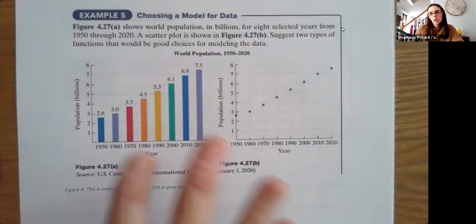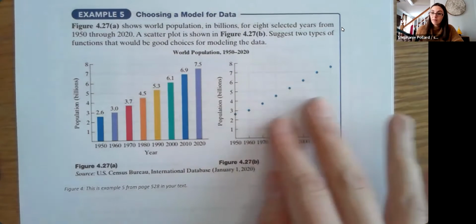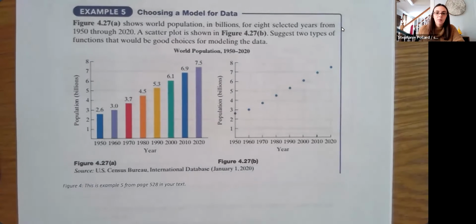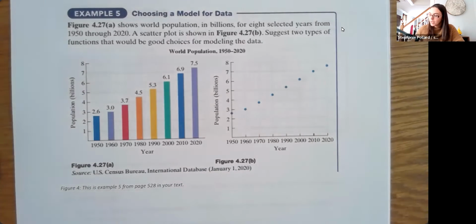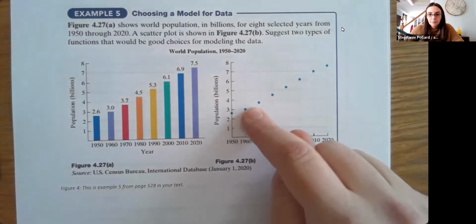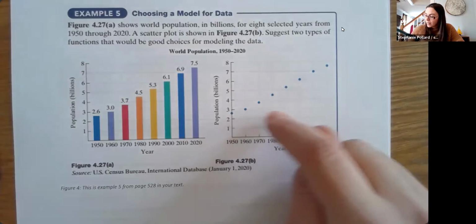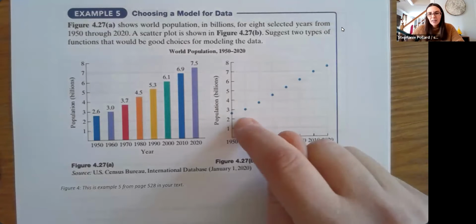We do like bar graphs too, but if we're looking for that relationship, if there's a pattern in the data, we typically do those scatter plots instead. So let's suggest two types of functions that would be good choices for modeling data. So if I look at my scatter plot here, and again, you can pause the video and think about this at home. One thing I do notice is it does look like it's kind of in a straight line.